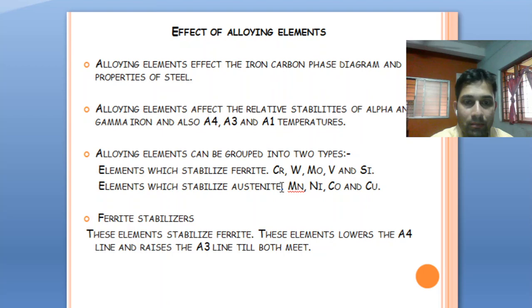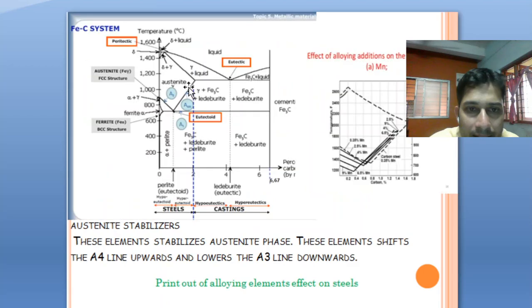The next stabilizers are the austenite stabilizers, and examples of austenite stabilizers are manganese and nickel. Here you can see that as you go on adding manganese into the steel, the austenite phase becomes more and more dominant. What manganese and nickel do is that the A3 line and the ACM line are shifted downwards, and this line is shifted upwards, because of which even at room temperature you will see that the austenite phase becomes dominant or present in the metal.